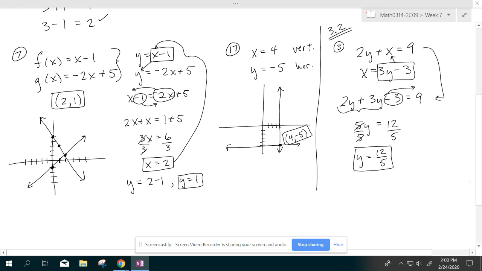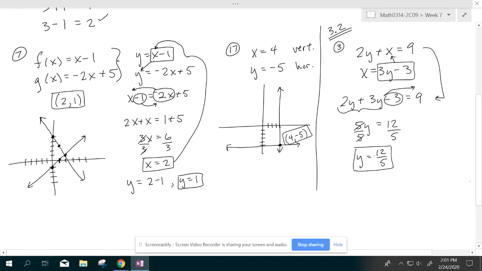You see, doing it algebraically, I get the improper fraction. What did I get with Desmos? I got a decimal. But you know what? I bet 12 divided by 5 is 2.4, right? Oh, I'm sorry. I was thinking x. That's a y, right? Okay. So that's going to be equal to 2.4 for the y.